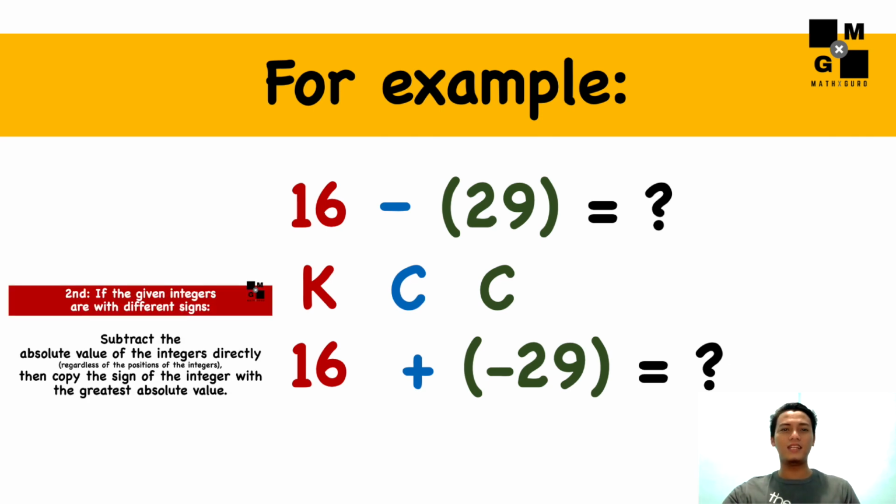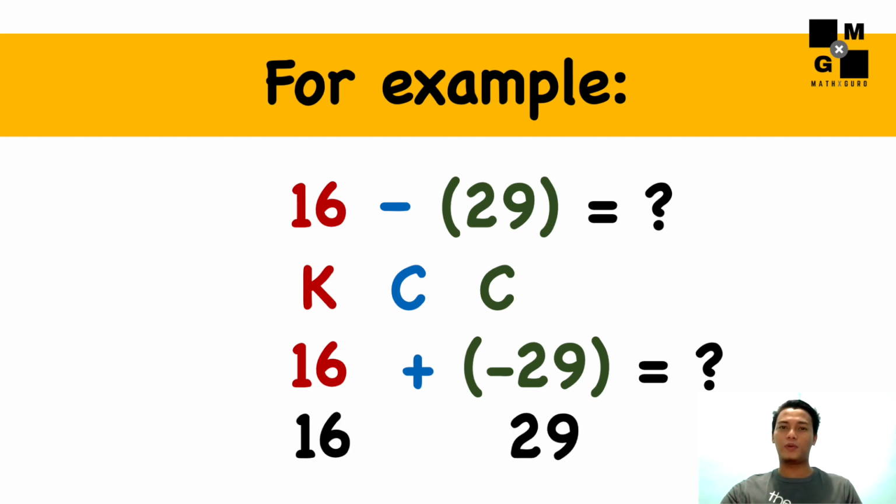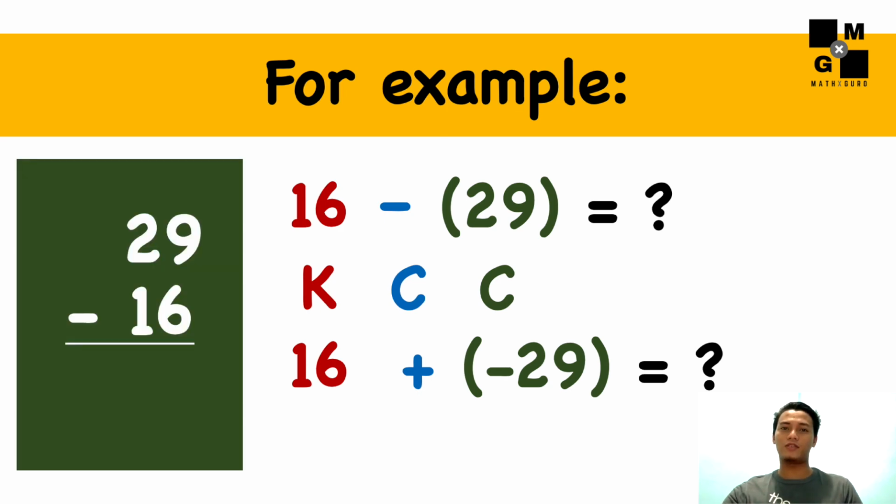Well, if the given integers are with different signs, subtract the absolute value of the integers directly, regardless of the positions of the integers, then copy the sign of the integer with the greatest absolute value. So the absolute values are 16 and 29. So proceed to subtraction. 29 minus 16. Start with the 1's place value. 9 minus 6 is 3. And then 10's place value. 2 minus 1 is 1. So the answer will be 13.